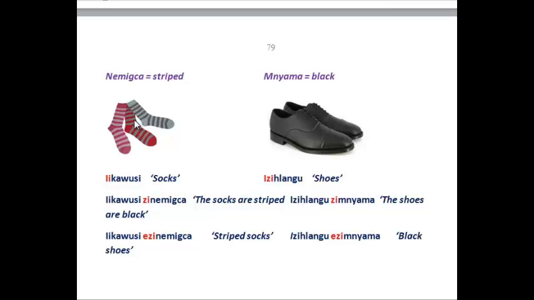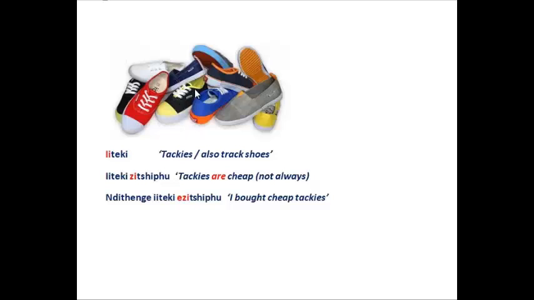And here we have some socks, ikawusi, with the adjective nemichilo, striped, and izihlangu, shoes, the adjective mnyama. And how do we describe them? We say ikawusi zinemichilo, they are striped. And in the picture we see ikawusi ezinemichilo, striped socks. And izihlangu zimnyama, they are black. And we see in the picture izihlangu ezimnyama, black shoes. And finally here we see some casual shoes which are loosely called iteki, tackies or track shoes.